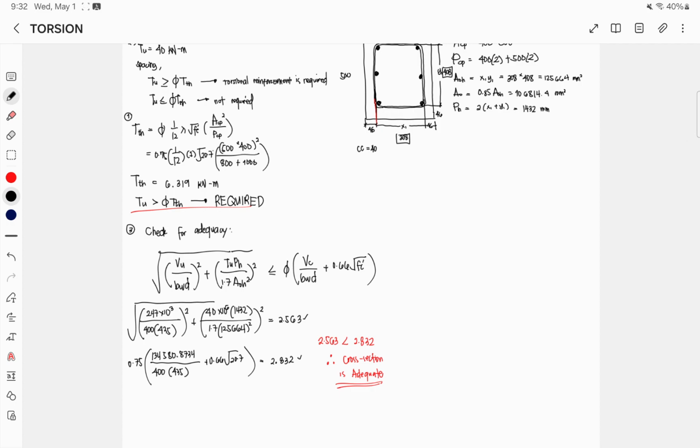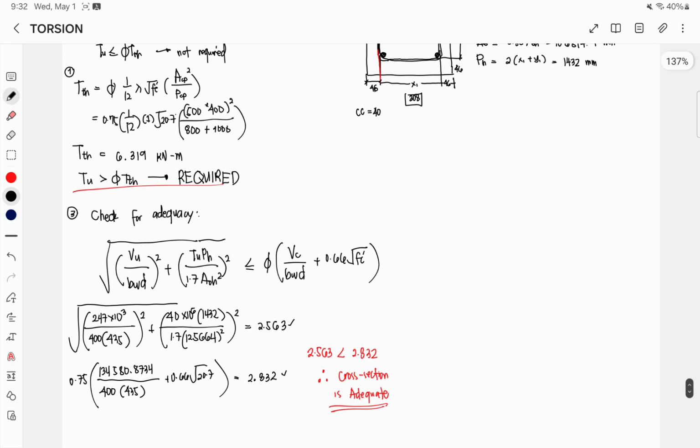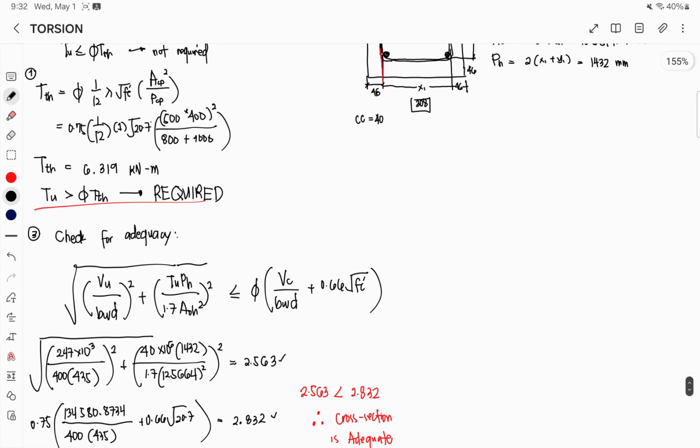So actually kung confident kayo na mag-adequate ito, and then kailangan ng torsion reinforcement, edi skip na kayo dito. Punta na kayo sa spacing. Pero I suggest na i-solve nyo pa rin for the purpose na, of course, tama yung ginagawa nyo. Let's proceed for the number 4.